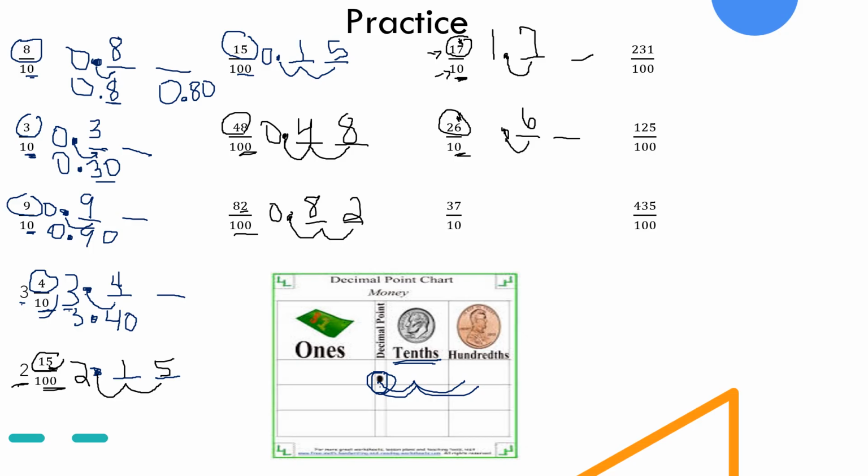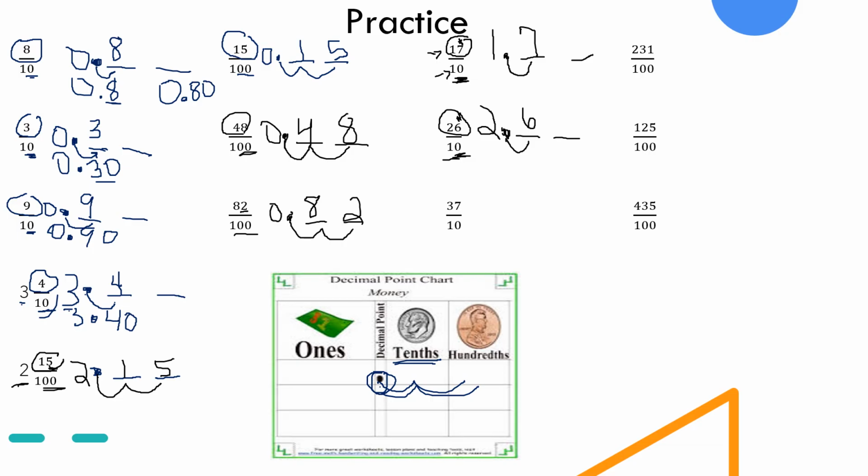And that 2 does not disappear, so it just falls in right beside it. The way you read it, 2 and 6/10. Okay? Because I still wanted my denominator to be tenths.